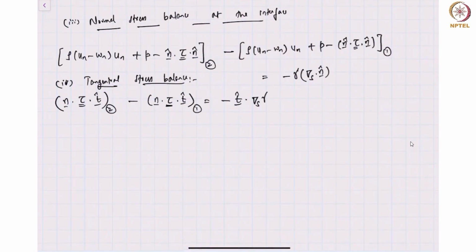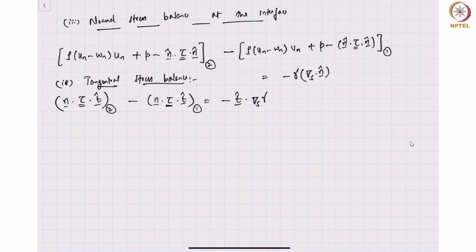We will need to also know how surface tension is varying in position. If, for example, surface tension is varying in space, then the right hand side term in the tangential stress balance, the Marangoni term, is non-zero, and that leads to a discontinuity in the tangential stress.